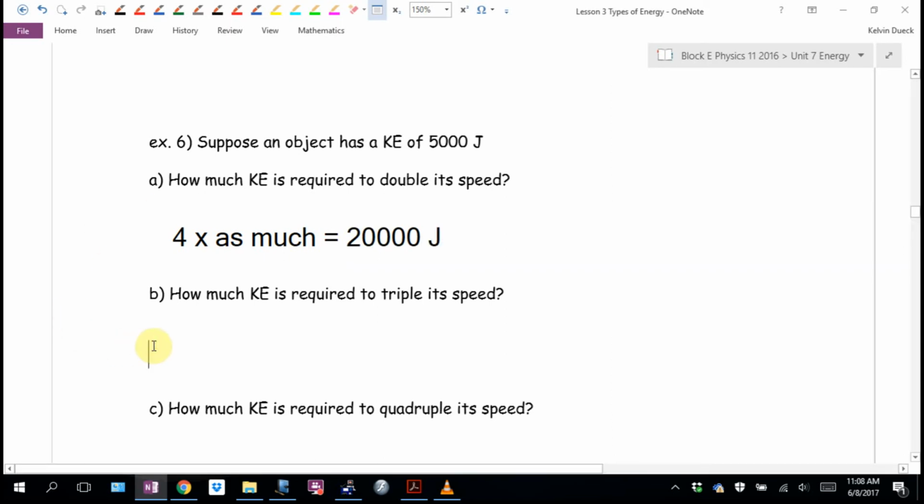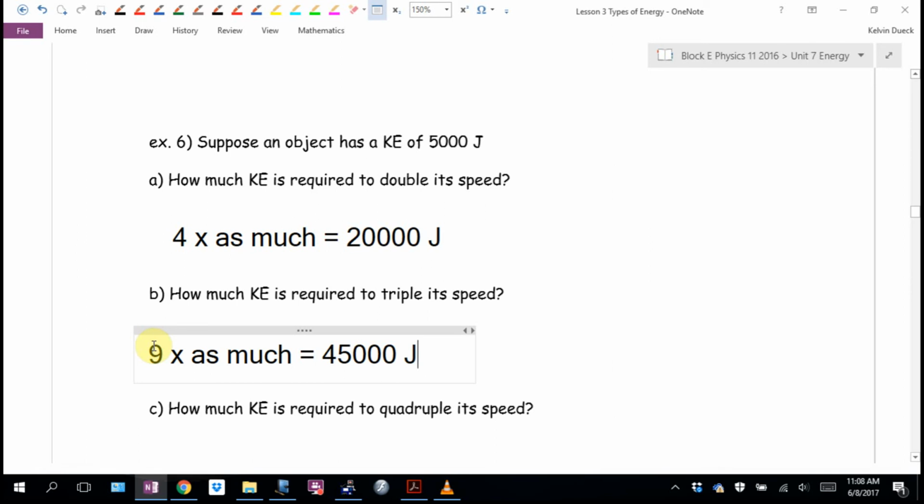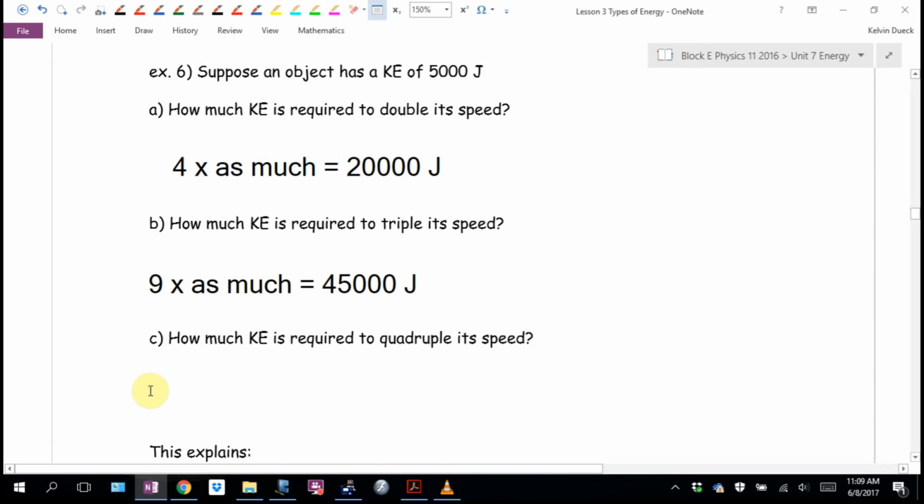How much kinetic energy is required to triple its speed? 45,000? Yes? So once you're paying for your own gas, by the way, and I'm mostly talking to guys because they're the stupid drivers, you better decide whether it's worth it to speed or not. It's really not. You're burning gas like crazy, and unless you're on the freeway, you're hitting traffic lights all the time, and everyone who was going slower catches up anyhow. What if I want to quadruple my speed?